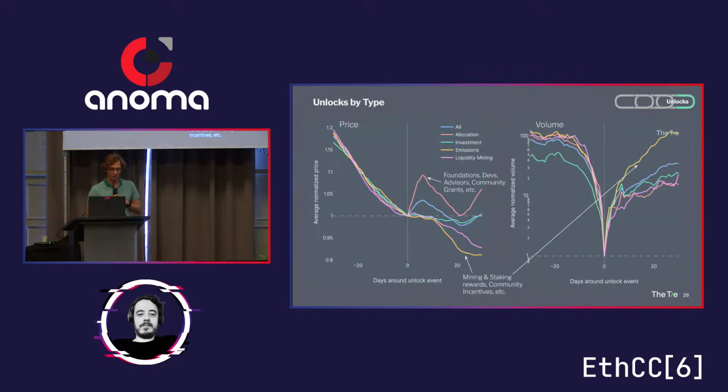Then another very interesting fact is, depending on the type of unlock that you have, you're going to have a different behavior. And so here we classify them by allocation, investment, emissions, liquidity mining. We have a few other types. But here, the allocation type is going to be foundation unlocks, developers, advisors, communities. And you see that those actually impact the price less, and they also impact the volumes less. Whereas all the rewards, staking, community rewards, those impact the price a lot more, and also the volumes. So it's interesting, right? You might think of foundations and advisors as more long-term oriented actors, whereas with all the small rewards, people just dump them because they're more short-term oriented.